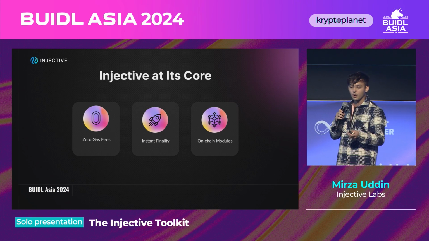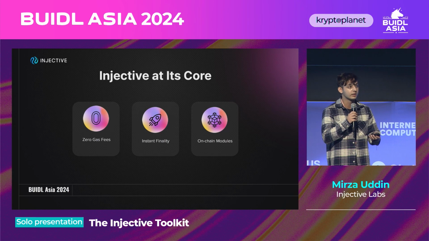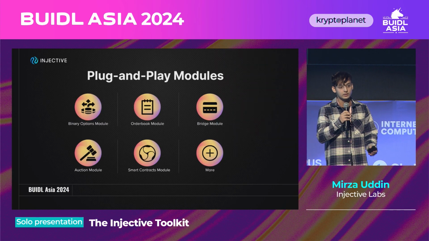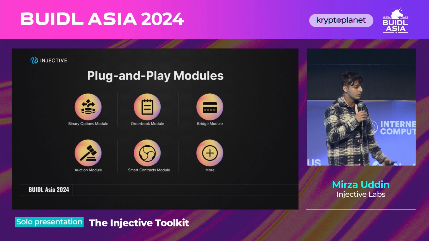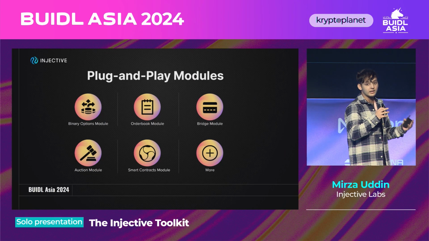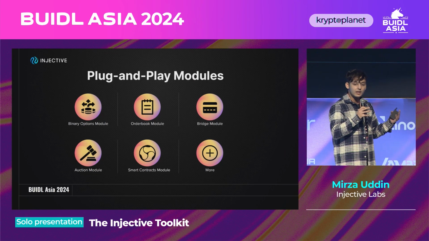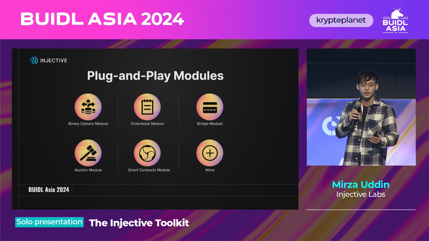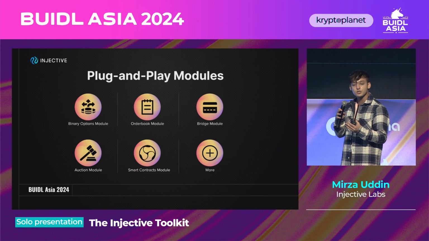And the last part of Injective that I think is the most unique part are its plug and play on-chain modules, which I'll start getting into right now. So what Injective provides, and what I think really differentiates it from a number of other L1s that are all fast, all very cheap, are these plug and play finance modules, which effectively act as Lego building blocks for any type of dApp you might want to create, right? And I'll get into a few of these.